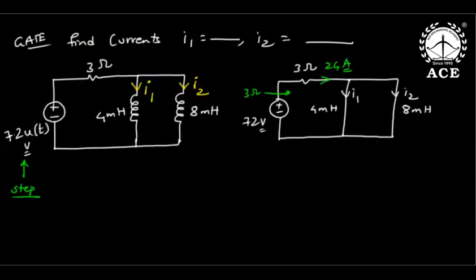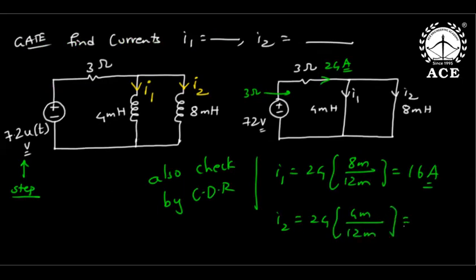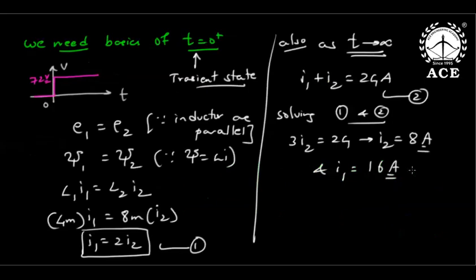Now you can also check by current division. Even with inductors, by the current division rule, I1 will be total current into opposite 8 milli by sum 12 milli. So it is 16 amperes. I2 is also total current into opposite 4 milli by sum 12 milli. How much is this? 8 amperes. Yes, you are getting the same answer, sir.